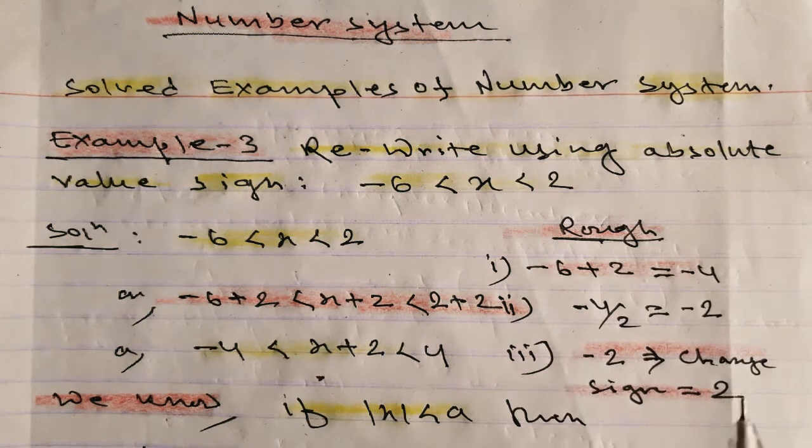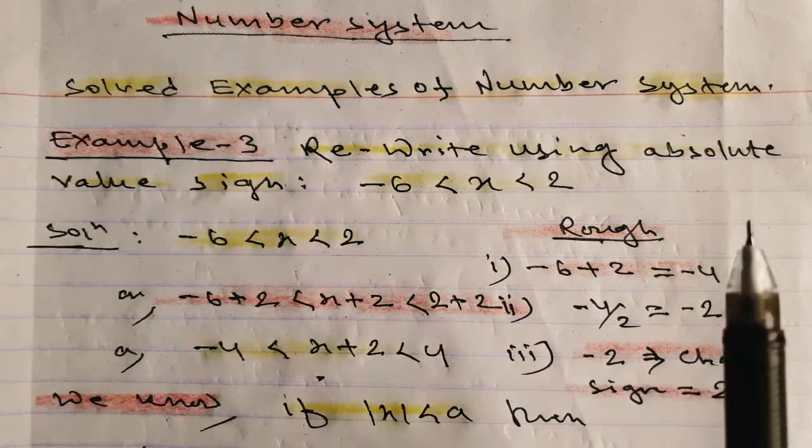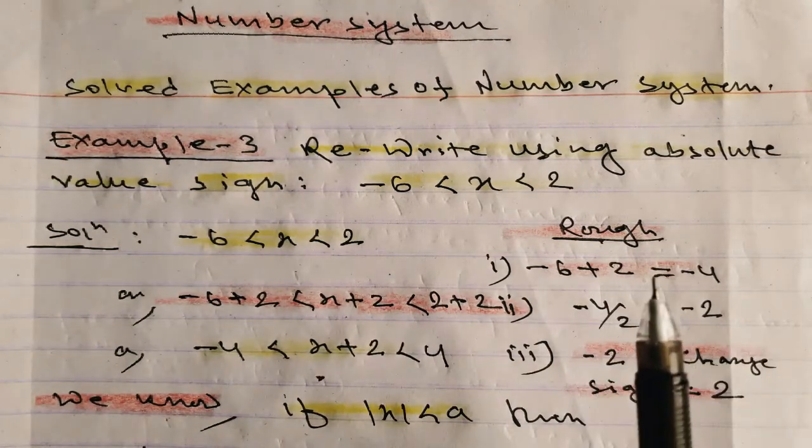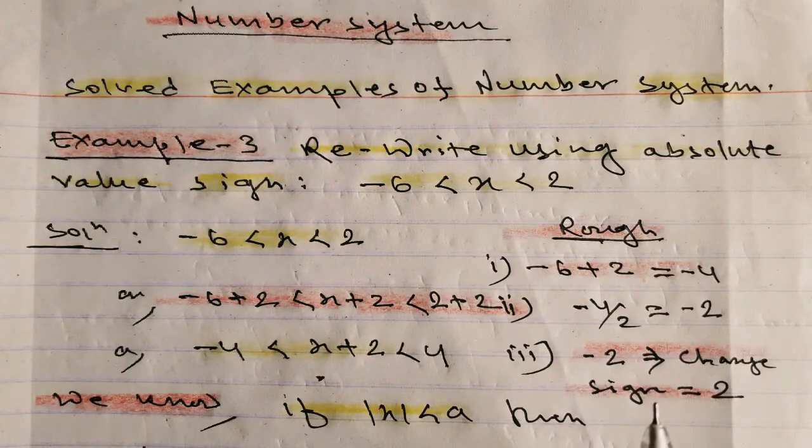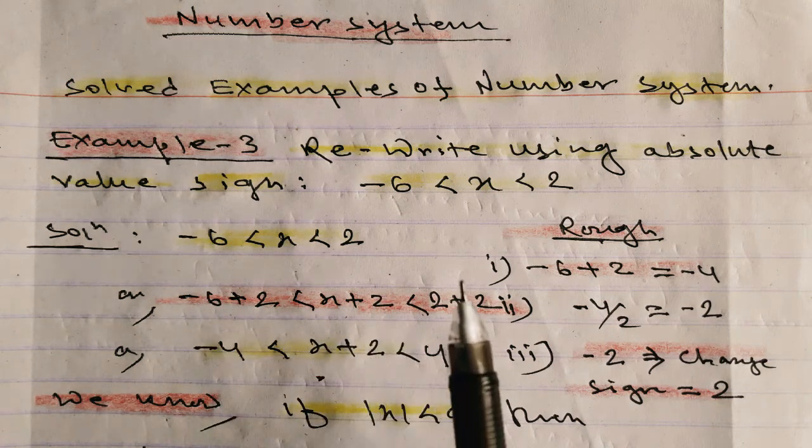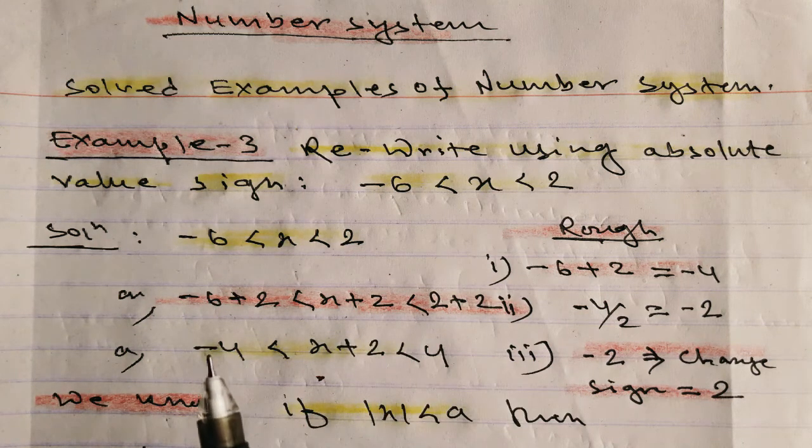So this is the rule of balancing. That means making the number of left side and right side equal. So we follow these 3 steps: take the sum, divide by 2, and change the sign. So we have got plus 2. So adding plus 2, adding 2 on each part. So minus 6 plus 2, we get minus 4, x plus 2 as it is, 2 plus 2, 4. Now the numbers of left side and right side both are equal.